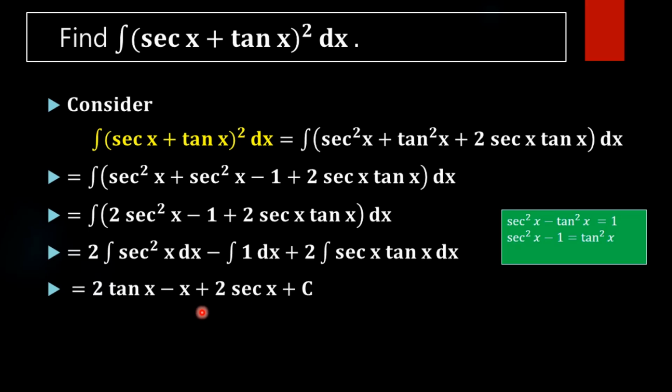So what is our result here? 2 tan x minus x plus 2 sec x plus c. So our final result is 2 sec x plus 2 tan x minus x plus c.